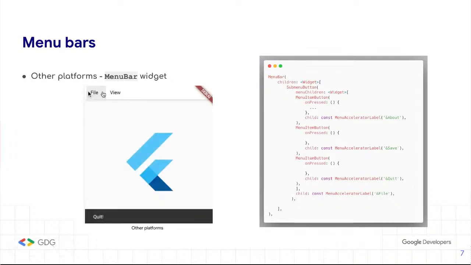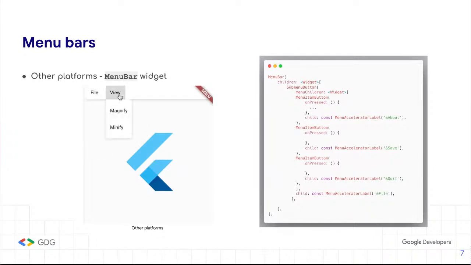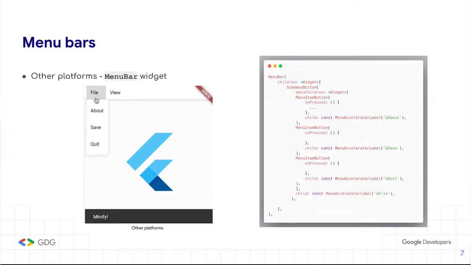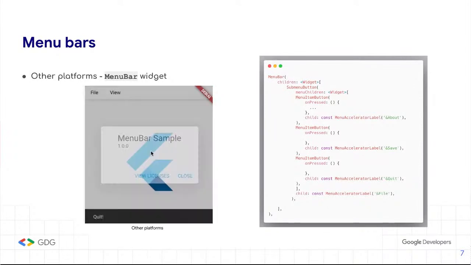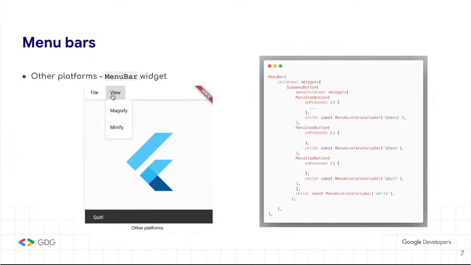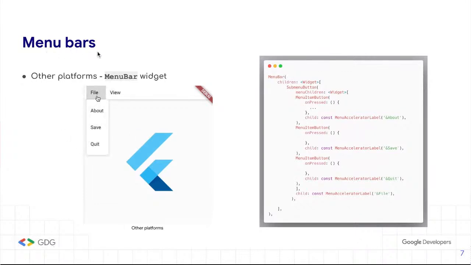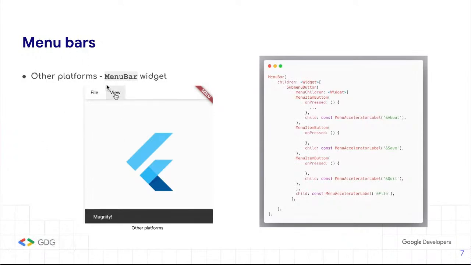Submenu buttons are File and View. So we can have as many submenu buttons, either one or multiple. So that's how we can design the menu bars. I think this is an extremely helpful update, especially for desktop applications, because it makes it easier to have menu bars and makes the app more interactive.